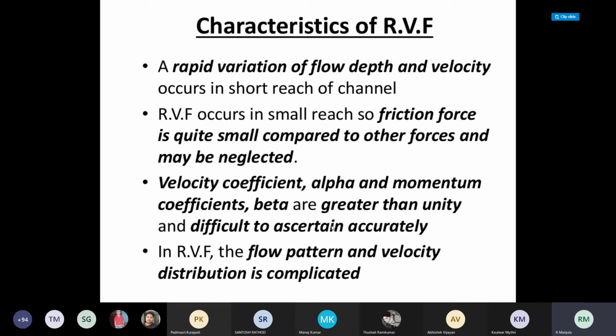channel. And the velocity coefficient alpha and the momentum correction factor beta, alpha and beta, we have seen the kinetic energy correction and momentum correction factor, will be greater than unity and very difficult to ascertain in case of rapidly varied flow. And the flow pattern and the velocity distribution is also complicated. Unlike gradually varied flow, here the flow pattern and the velocity distribution is highly complicated.